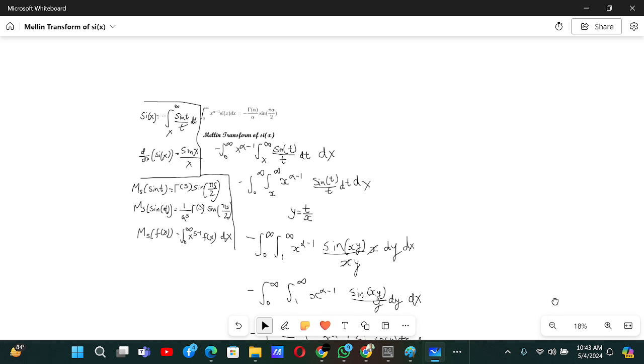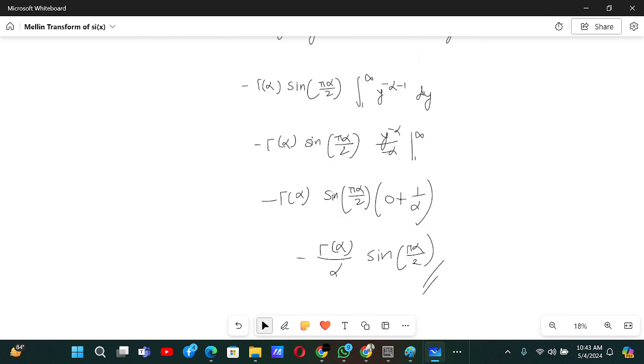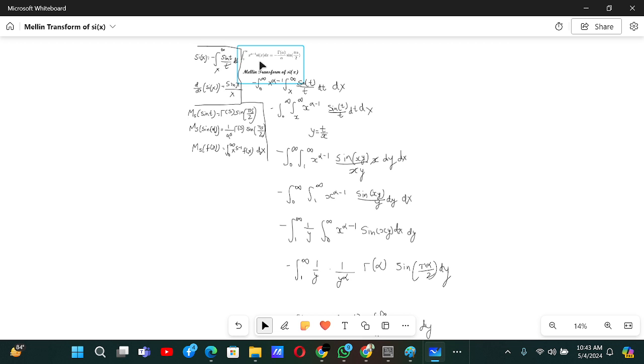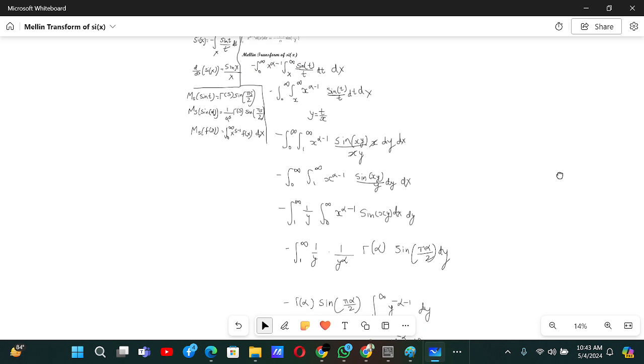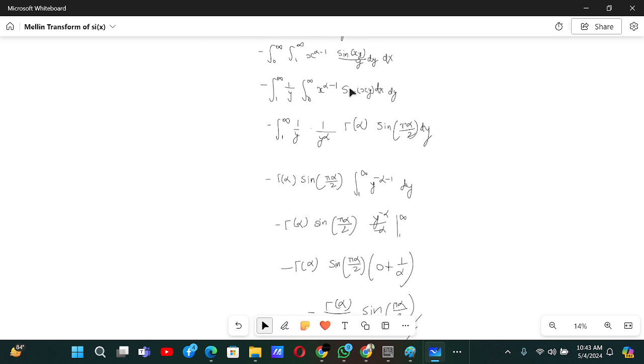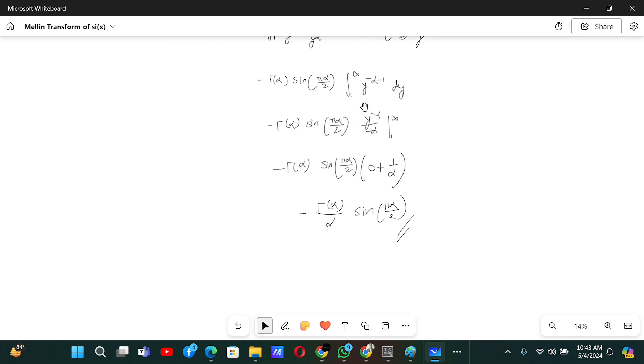To talk about the flow of the solution, we basically just used the integral definition of the si function, then changed the limits to numbers, interchanged the integrals, used the Mellin transform, and that's got solved. This was it.